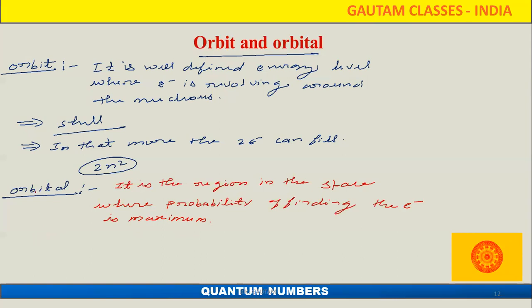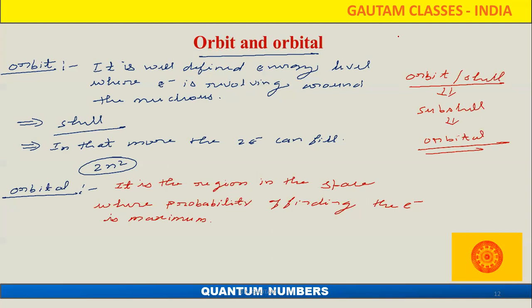So look, here shell came, subshell came. Firstly, shell. Inside the shell, what is present? Subshell. Inside the subshell, what is present? Orbital is present. So firstly, orbit or shell is coming. After that, subshell is coming. Inside the subshell, orbital is present. So now hope everything is clear.